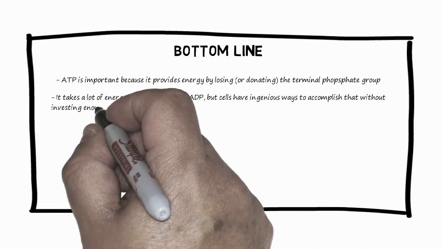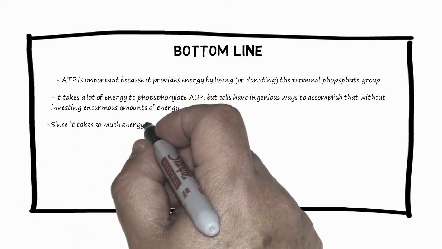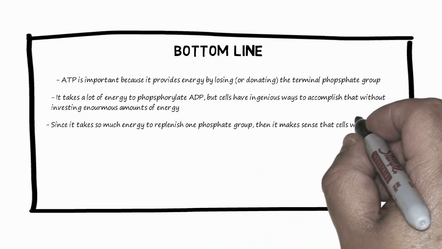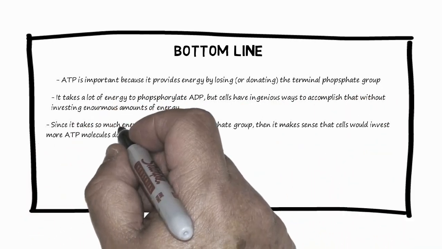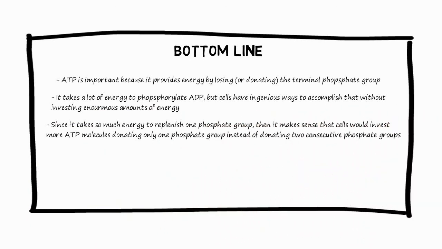Since it takes so much energy to add that third phosphate group, it makes sense that it's easier for the cell to use more ATP molecules that can donate one phosphate group instead of donating two consecutive phosphate groups. It would take an enormous amount of energy to replenish the ATP molecule that way.